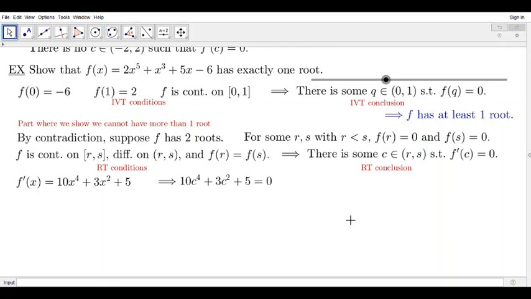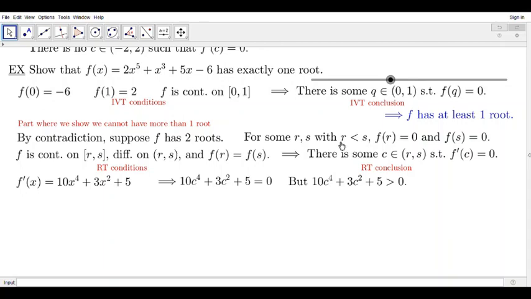Do you see any alarms yet? Any sign that something is wrong, something is not right? Look at the left side, 10c to the fourth plus 3c squared. You're adding two terms which are non-negative, so that's at least 0. And then if you add 5, that's going to make the left side, in fact, at least 5.